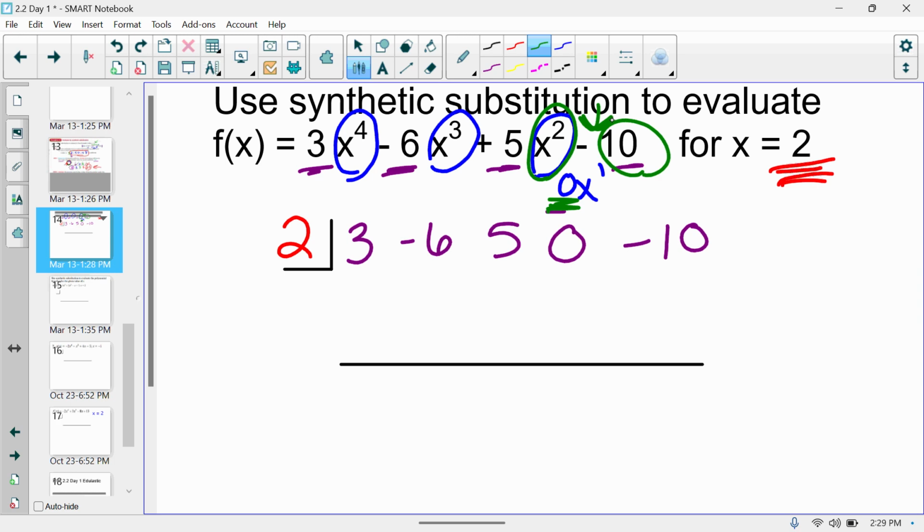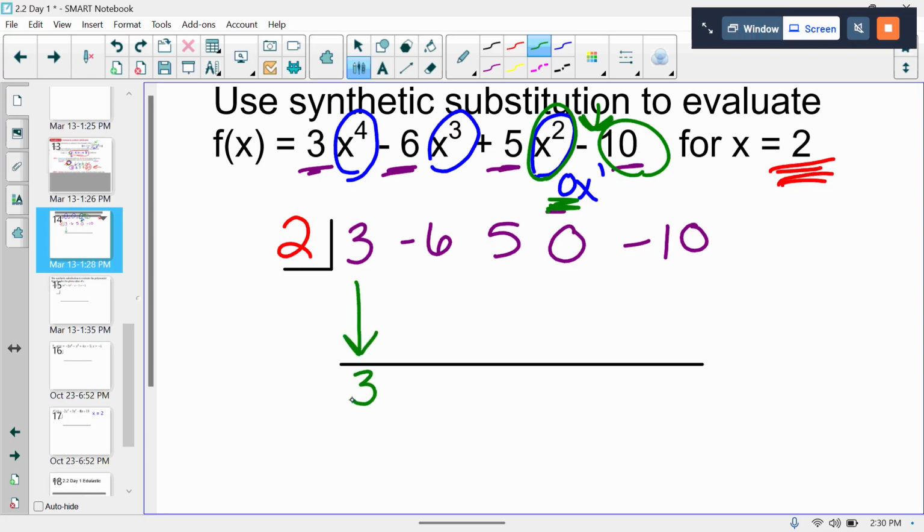So the process, again, the directions that we're learning. If you look back at the last slide, the first thing it says is bring this straight down, the leading coefficient. And then you're going to multiply these. 2 times 3 is 6. You're going to write it right here. Then you're going to add straight down. -6 plus 6 is 0. Then you're going to multiply again. These this time. 2 times 0 is 0. Then you're just going to add straight down again. 5 plus 0 is 5.